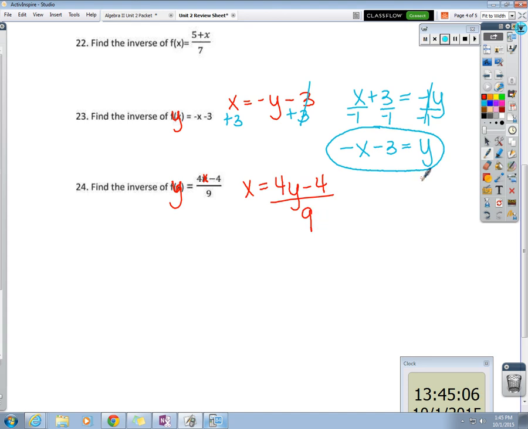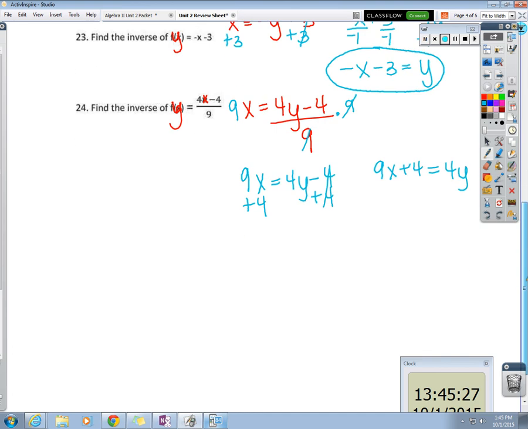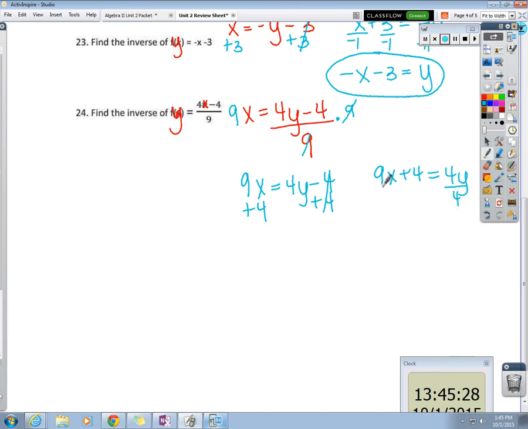Okay, now I need to solve for y, so what do I do? Okay, so multiply by 9. Multiply this by 9, you're left with 9x equals 4y minus 4. Add the 4 to the other side. So now you have 9x plus 4 equals 4y. Right, divide by that 4. Divide this by 4 and this by 4. Those cancel, leaving y by itself.